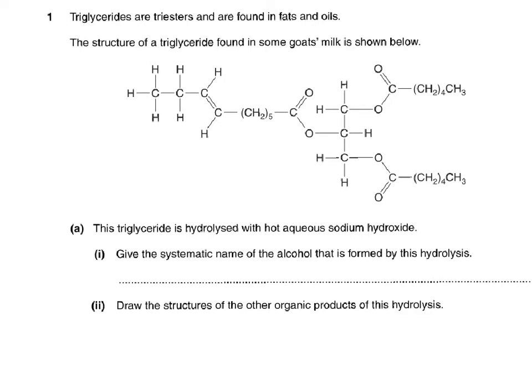This triglyceride is hydrolysed with hot aqueous sodium hydroxide. So that's going to break the bond here, here, and here. And this structure in the middle is what's going to form the alcohol. So it's a triol. It's got 3 alcohol groups. 3 carbons means that it is propane 1, 2, 3 triol.